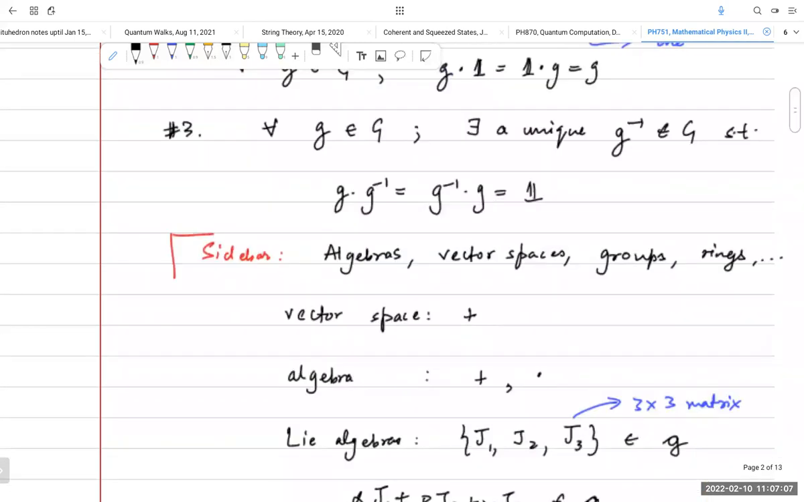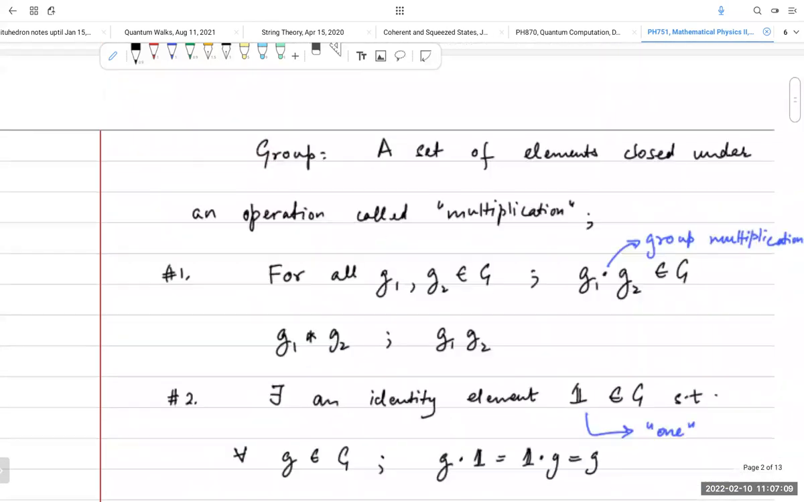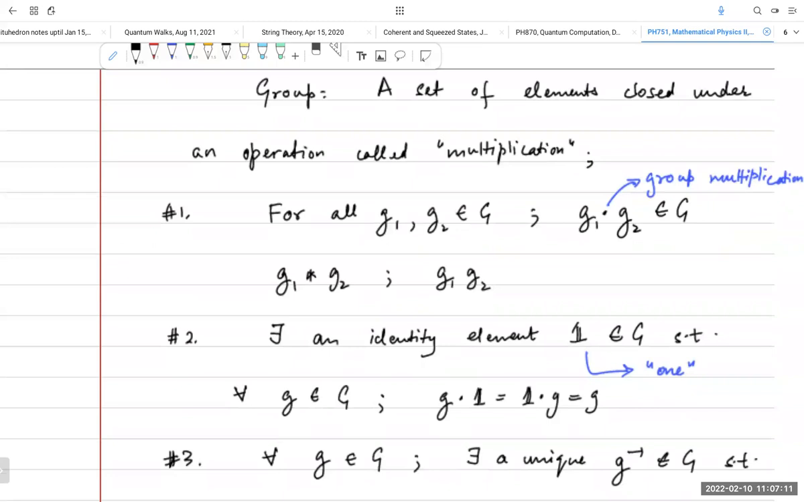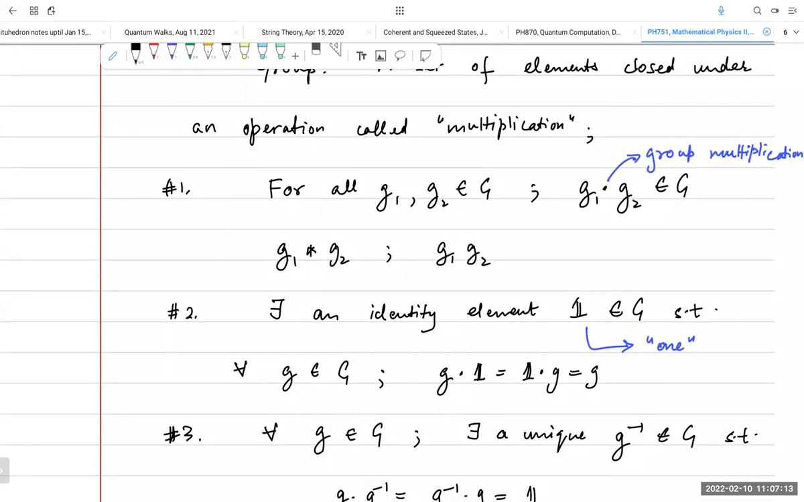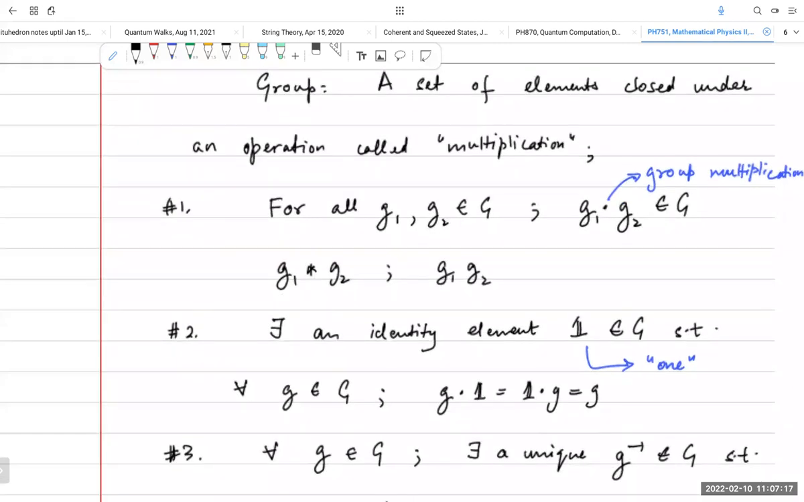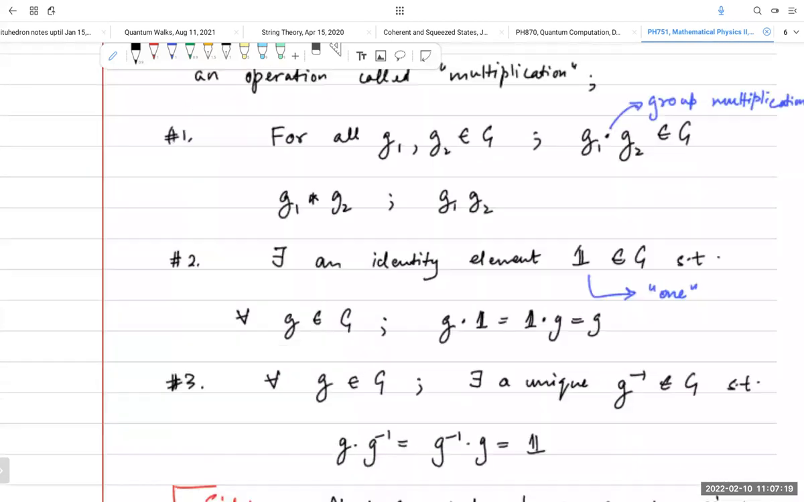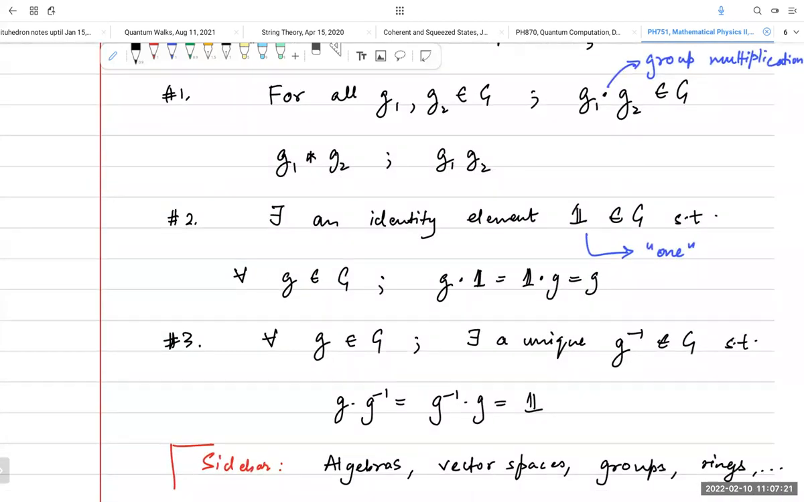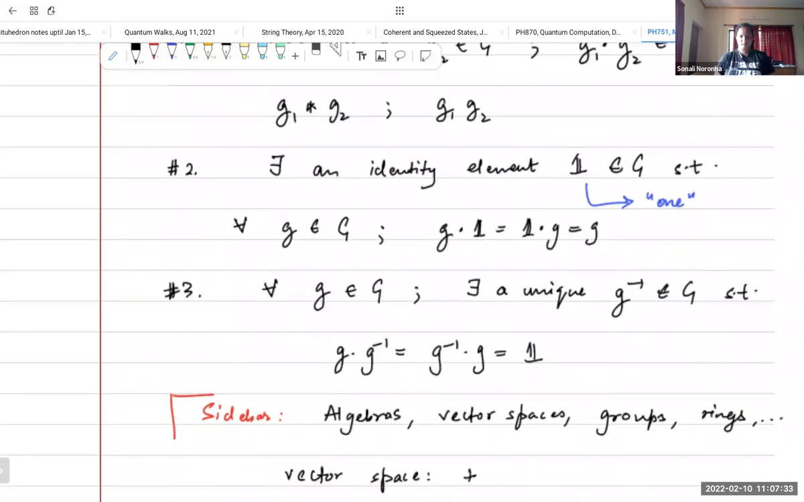The screen updates are not as fast as I would like them to be, so I have to pause a little bit. So these are the axioms. It's closed under multiplication. There is an identity, there is an inverse, and there is also a fourth condition, that of associativity.